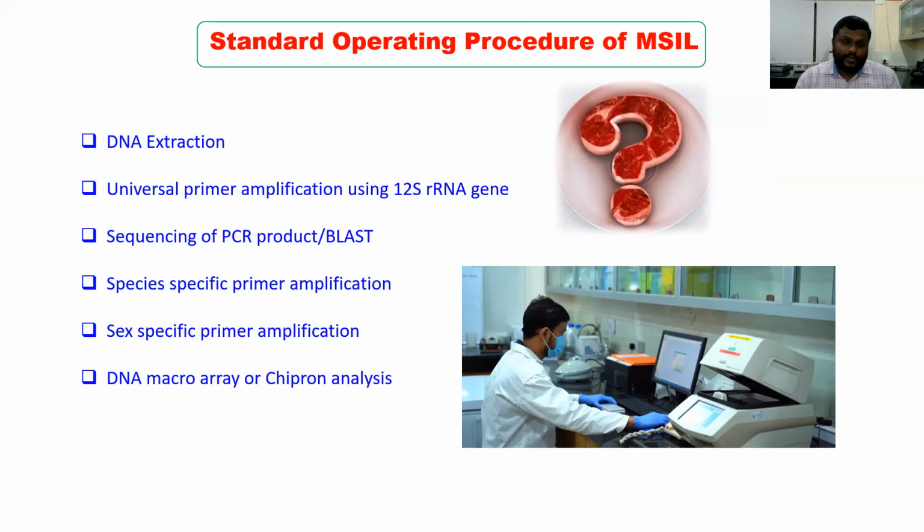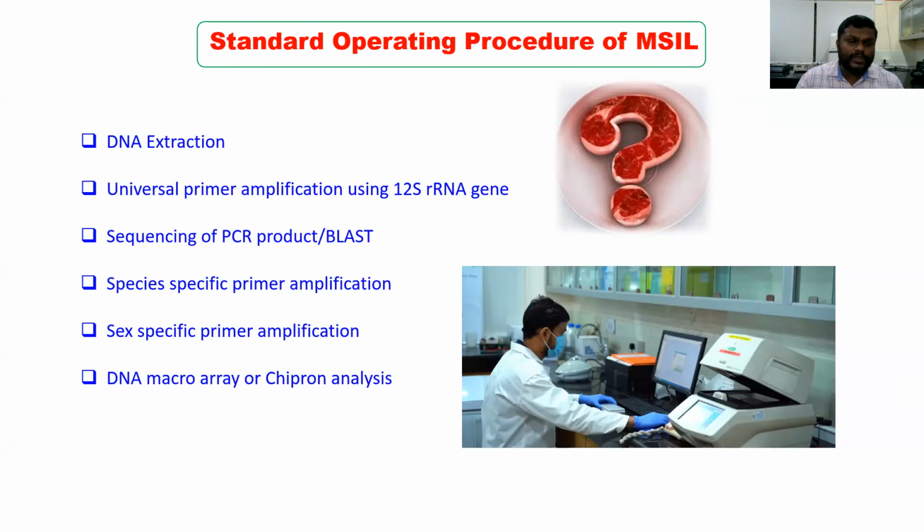I don't know what the species is. It may be any of the food animals, cattle or buffalo, or it can be a wild animal, or it can be a synthetic material. We don't know. In such a case, the technique we perform is called universal primer amplification. This is the core of our testing activity. I request your keen attention for 5 to 10 minutes. This is called an untargeted approach.